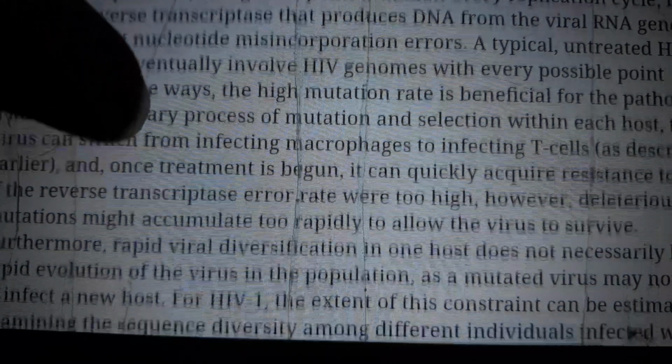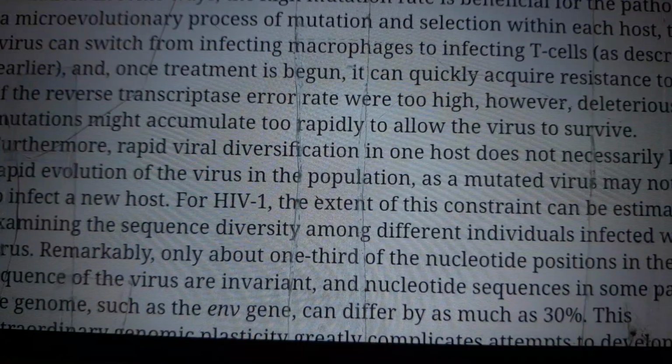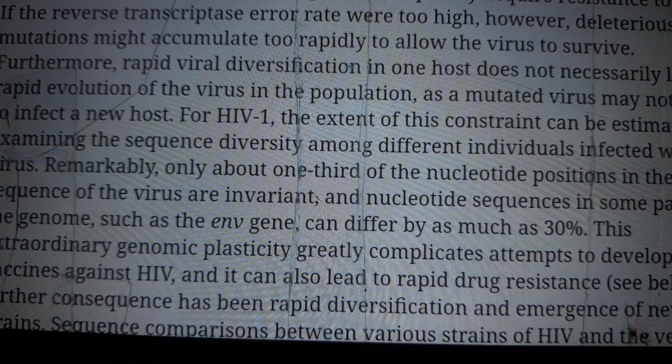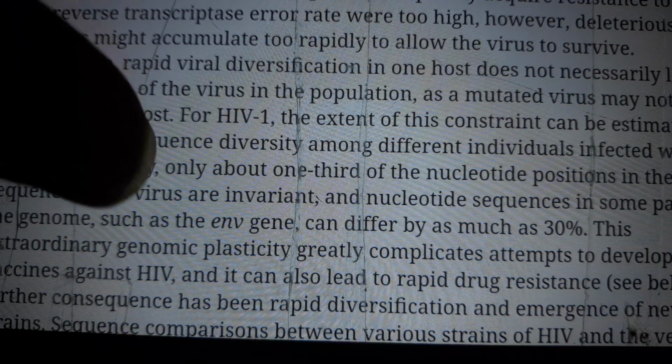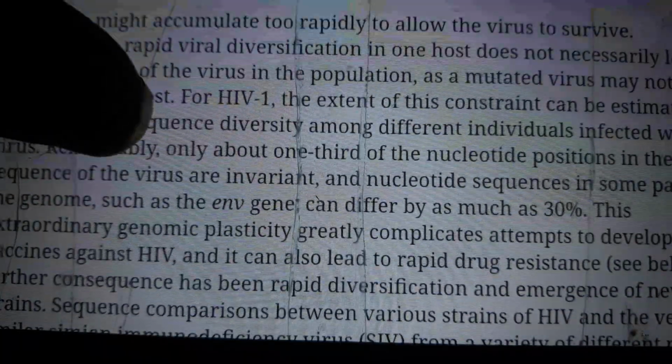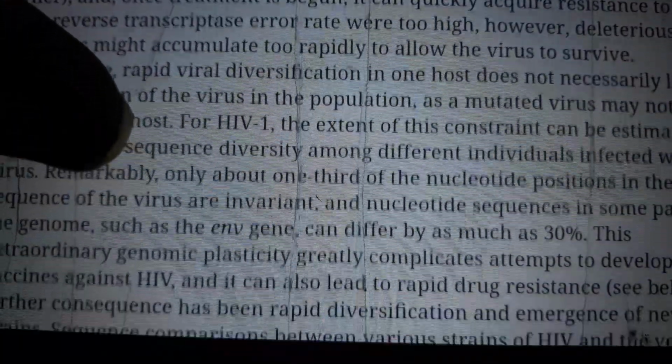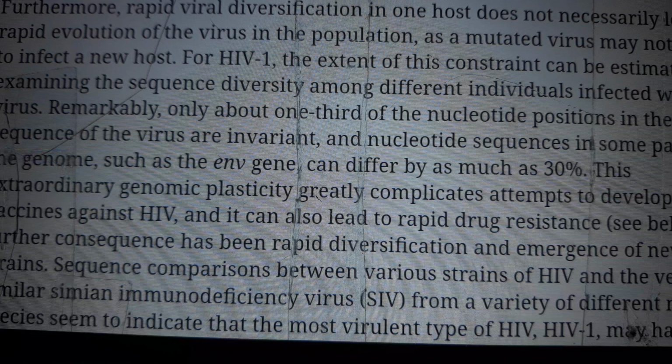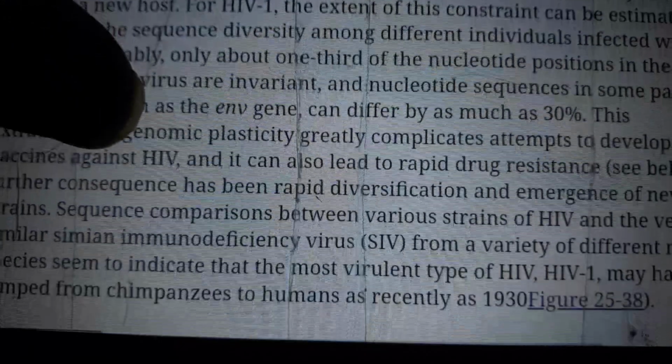In some ways, the high mutation rate is beneficial for the pathogen by a microevolutionary process of mutation and selection within each host. The virus can switch from infecting macrophages to infecting T cells, and once treatment is begun, it can quickly acquire resistance to drugs. If the reverse transcriptase error rate were too high, however, deleterious mutations might accumulate too rapidly to allow the virus to survive.